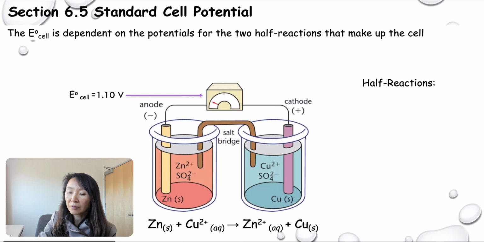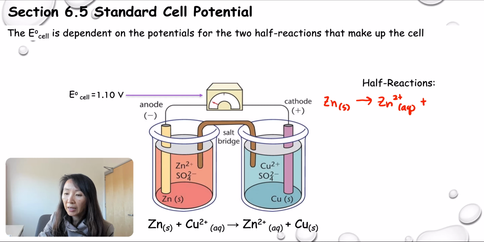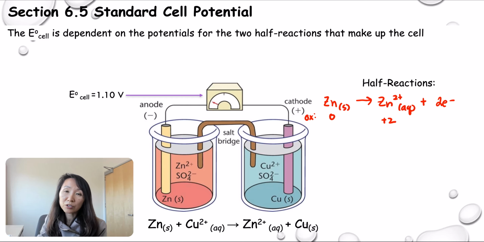For the half reaction, I'm going to go for the anode first, where zinc solid is forming into zinc 2+ aqueous, and it's going to lose 2 electrons. How did I know that? If I look at the oxidation number, zinc is 0 and zinc 2+ is +2. So therefore you need 2 electrons to be taken out in order to become 2+, so hence 2 electrons are on the right-hand side.